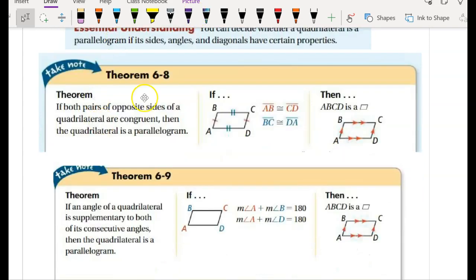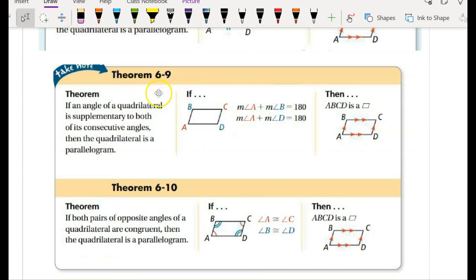The first one is Theorem 6.8, and it says if both pairs of opposite sides of a quadrilateral are congruent, then the quadrilateral is a parallelogram. In this one, we have BC is congruent to AD, and we have AB is congruent to CD. So that lets us know that ABCD is a parallelogram.